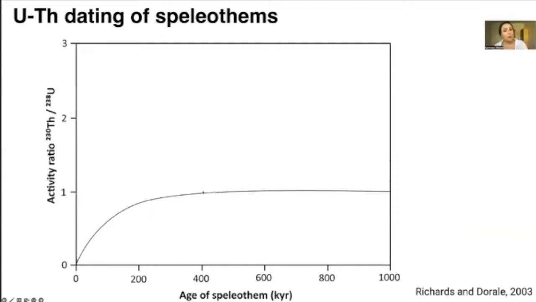Once we're at equilibrium, it's kind of like game over. We can't use uranium-thorium dating to determine the age of our speleothem. We would have to employ some other type of dating tool. So the question becomes, when does this system reach secular equilibrium, right? What is the limit of uranium-thorium dating?